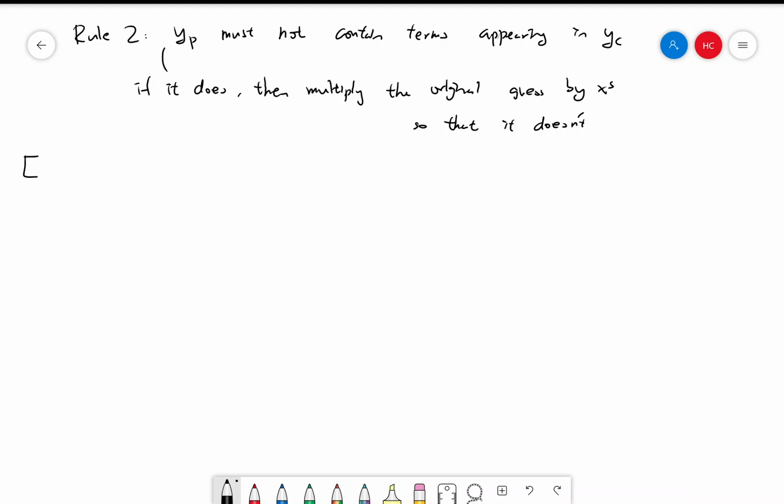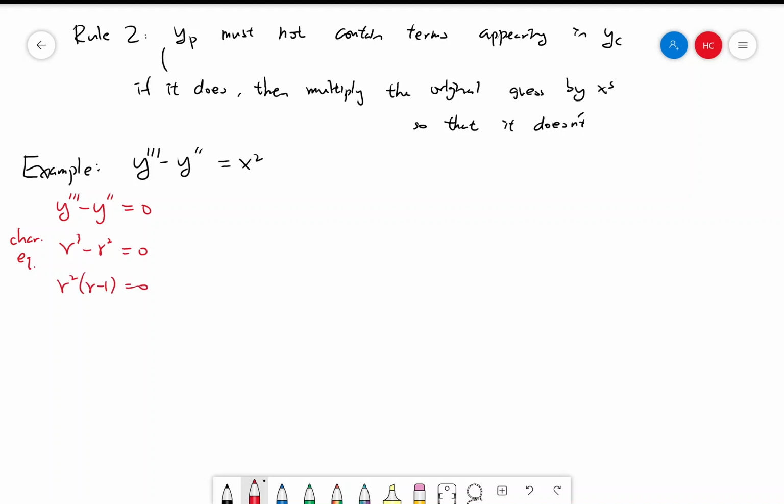So let's do an example here. Let's consider the differential equation y triple prime minus y double prime equals x squared. The homogeneous part is y triple prime minus y double prime equal to 0, which leads to the characteristic equation r cubed minus r squared equal to 0. So r squared times r minus 1 equal to 0. So the roots are 0 and 1, and 0 has multiplicity 2.